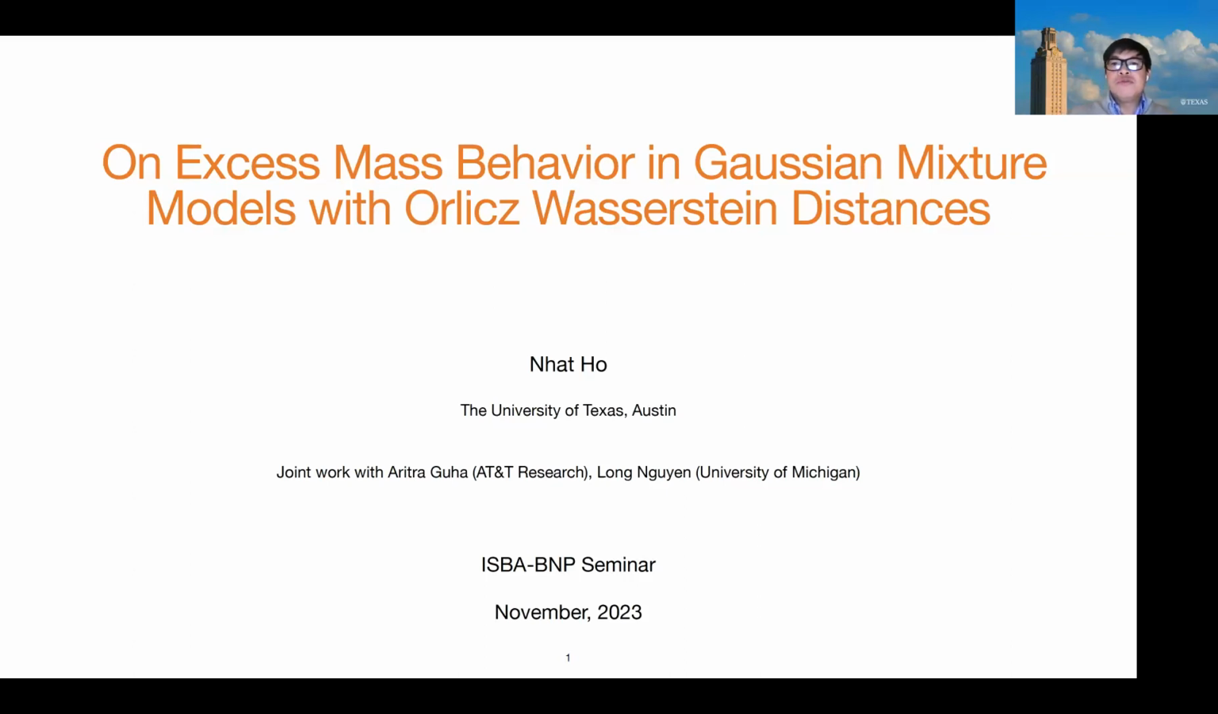To motivate how we apply the Orlicz norm to the Wasserstein metric, let's go back to the previous results when we only use the Wasserstein metric on Gaussian mixture models, see the issues of those distances, and then see how we can resolve such issues by using the Orlicz Wasserstein metric. This is based on my collaboration with Aritra Guha, who was a PhD student at Duke but is now a scientist at AT&T Research, and also with my previous advisor Long Nguyen, who is at Michigan now.